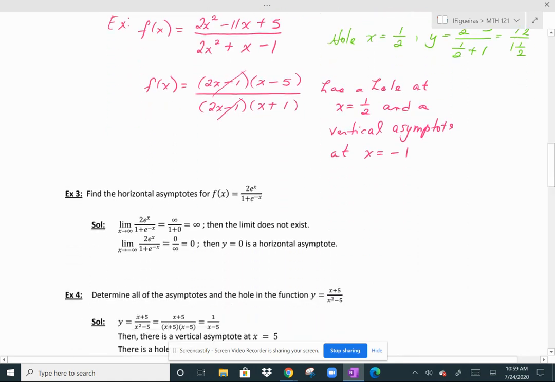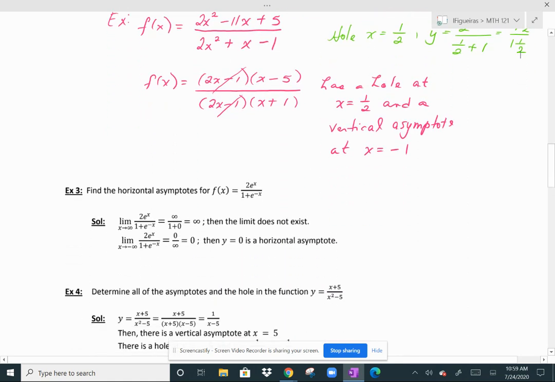Okay, so let's look at something other than a polynomial. Here I have an e to the x in both the numerator and the denominator. We want to find the horizontal asymptote or asymptotes of this rational function. So I'm going to look at taking the limit as x approaches infinity and as x approaches negative infinity. Now, as x approaches infinity, it's helpful to know what the behavior of e to the x is. So as x approaches infinity, e to the x gets very, very large very quickly.